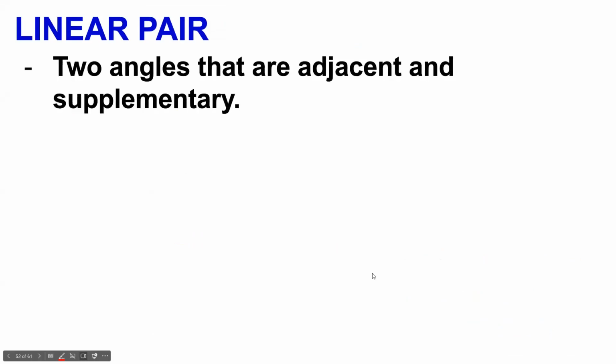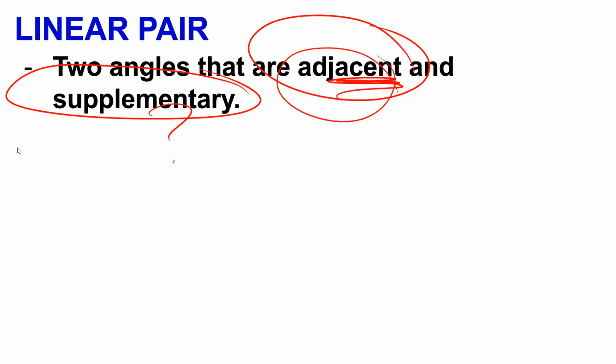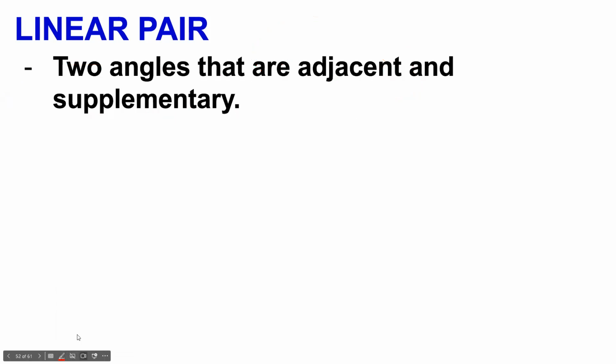Let's have this as an example. When we say linear pair, these are actually two angles that are adjacent. Again, they should be adjacent and supplementary. If they are not adjacent but supplementary, they are not a linear pair. They are just supplementary. If they are adjacent but not supplementary, then they are not a linear pair because they are just adjacent. So therefore, for them to be considered a linear pair, they should be both adjacent and supplementary.